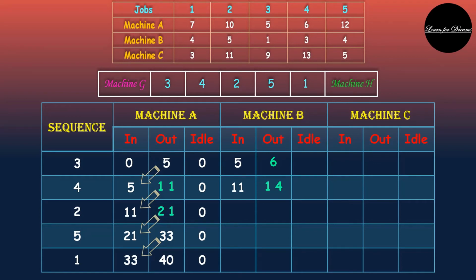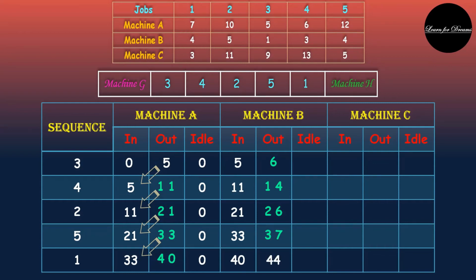Similarly compare between 14 and 21. Bigger number is 21. Out time is 21 plus 5, which is equal to 26. Again compare between 26 and 33. Bigger number is 33. So in time for job 5 on machine B is 33. Next for job 1, compare between 37 and 40. 40 is the larger number. Hence in time for job 1 on machine B is 40. Out time is 40 plus 4, which is equal to 44.